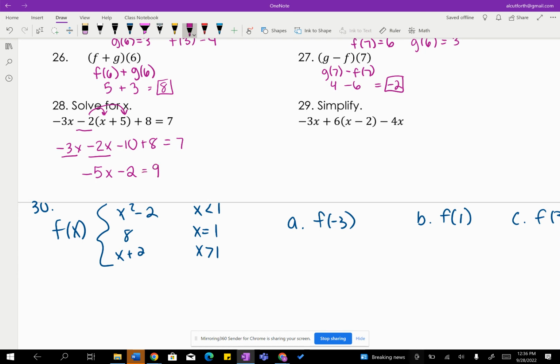And then you can start solving, right? So distribute, simplify, solve. Now we can solve by adding 2 to both sides. So -5x minus 2 equals 7 is what you should have when you're done simplifying. Add 2 to both sides, and we get -5x equals 9. And then divide by -5.